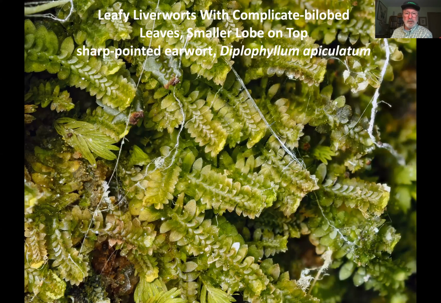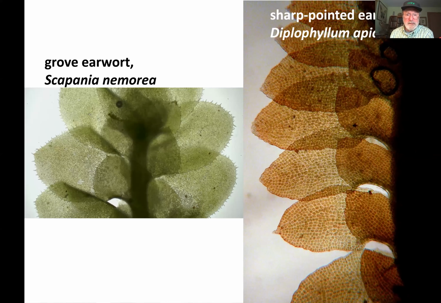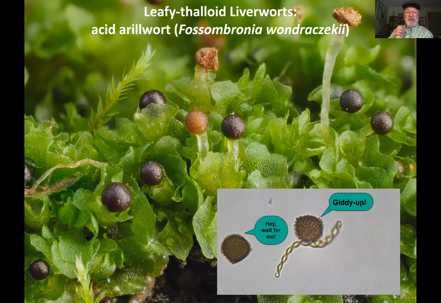So here's another liverwort that's kind of similar to Scapania. It's called sharp-pointed earwort, Diplophyllum apiculatum. And it's a little smaller, but more prominently, it's got sharper lobed leaves, and the upper lobe tends to project sideways a little bit instead of forward. Here's a comparison of the Scapania on the left and the Diplophyllum on the right. So there we have it for most of the leafy liverworts.